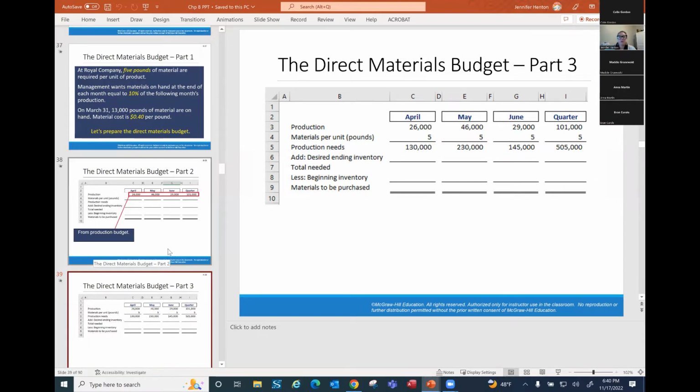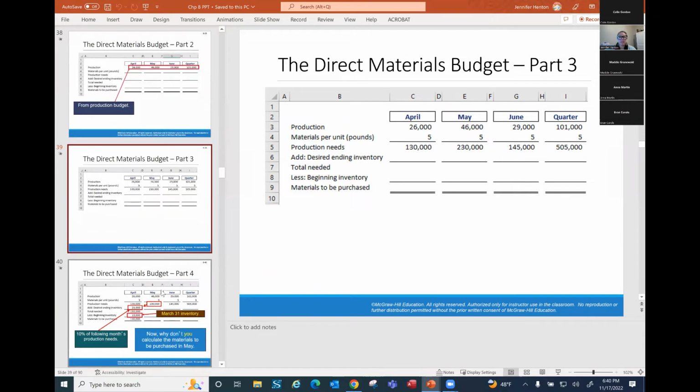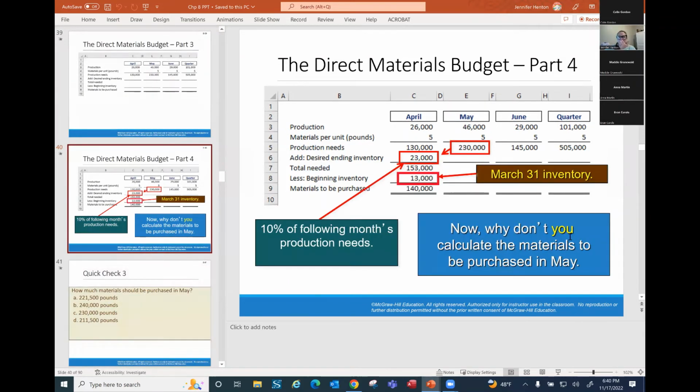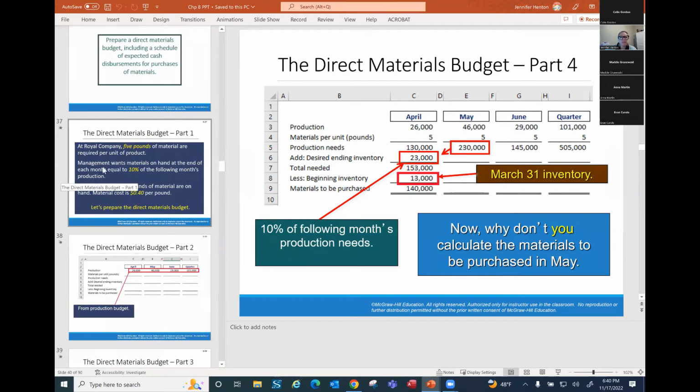So I need to figure out what my desired ending inventory is, and we need to look to the information that's given up here that says management wants materials on hand at the end of each month equal to 10% of the following month's production. So if you know the following month's production, then you can multiply it by the 10%. So May, we need 46,000 units times 5. That's 230,000 pounds times 10%. So now this is my ending inventory, 23,000.